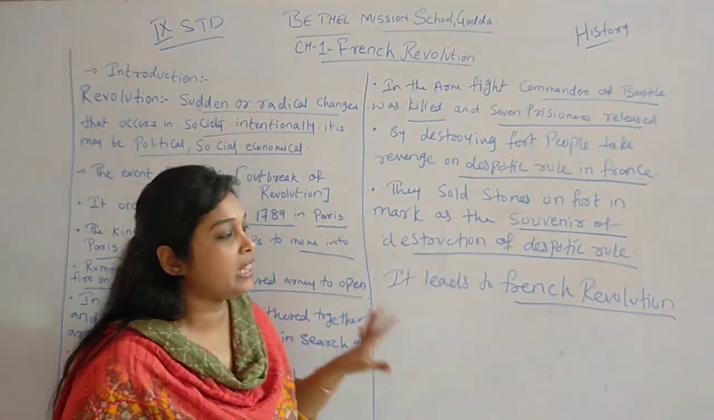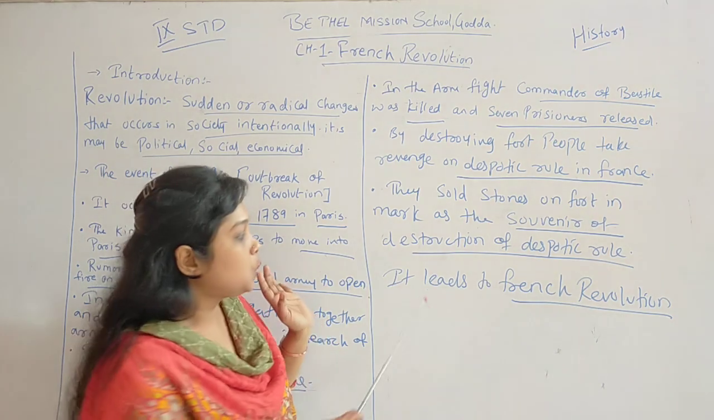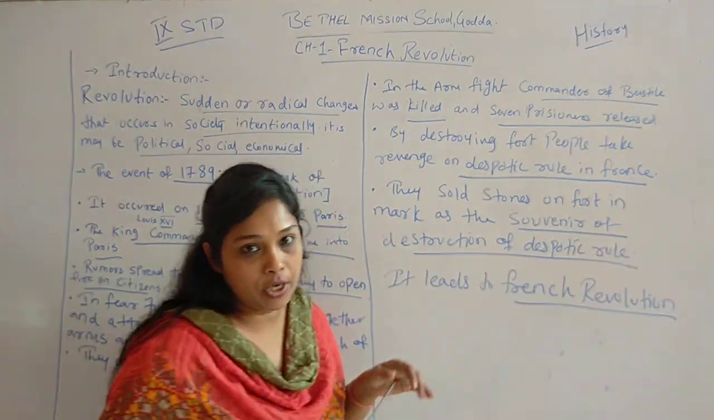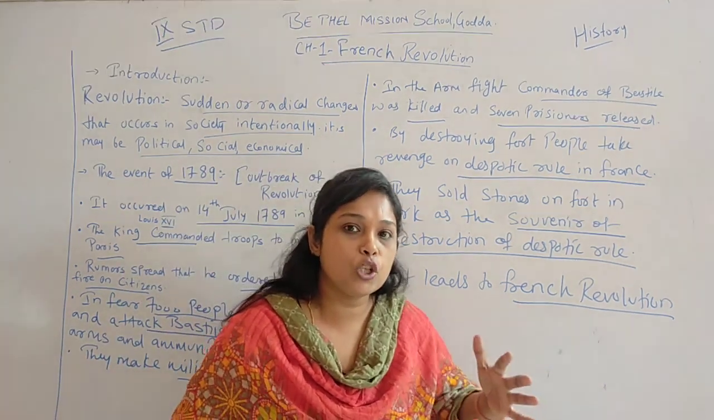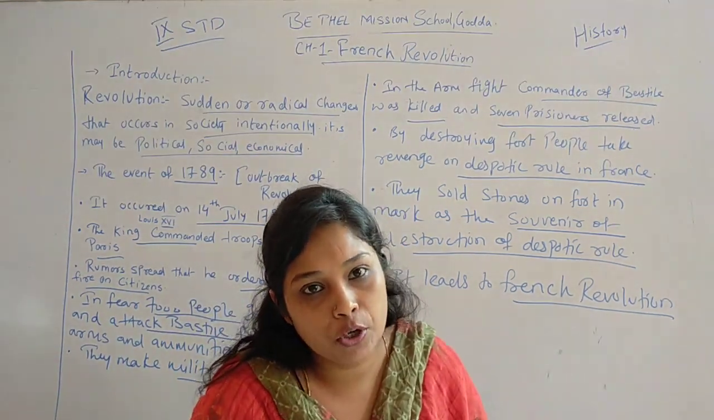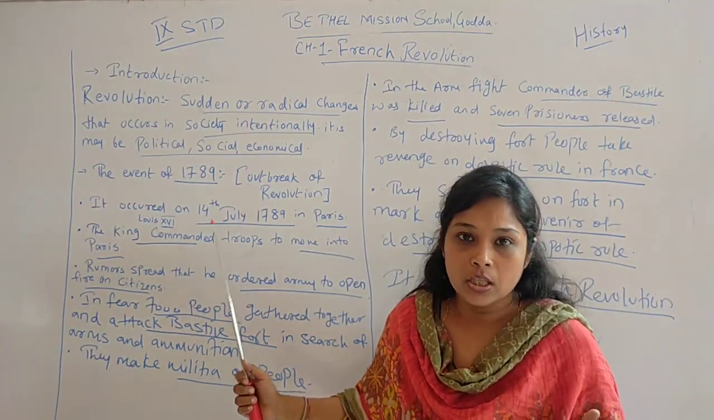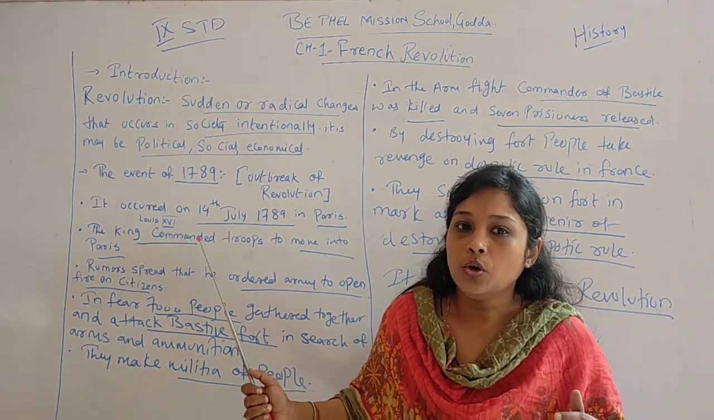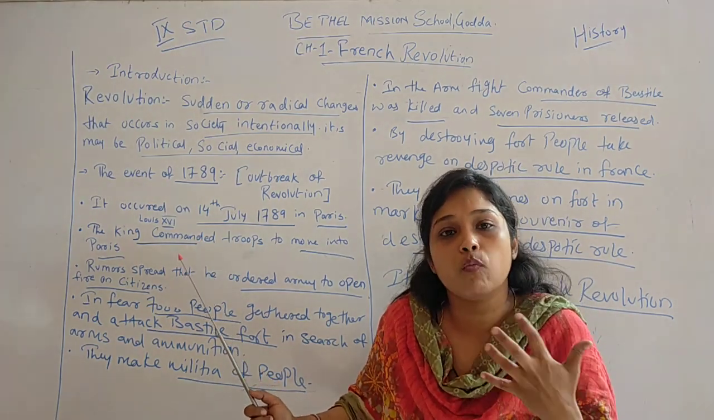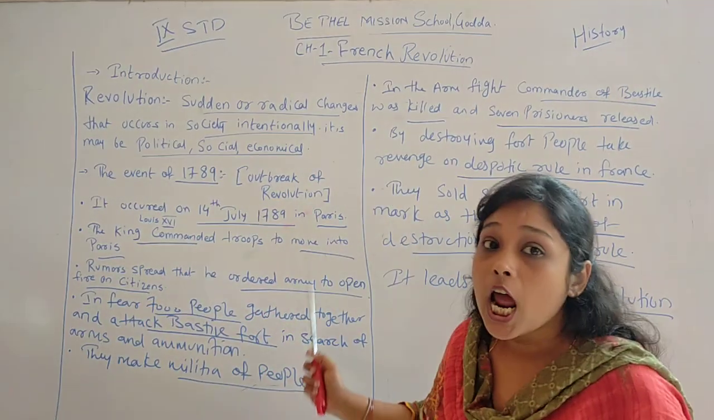So over here we can say that this particular event is an outbreak in France to start the French Revolution. After that, there are so many things because of which people started the French Revolution, but this was the first event of the French Revolution. This was the first thing which people did to start the revolution, to start the change which they want in France, which is called the event of 1789.